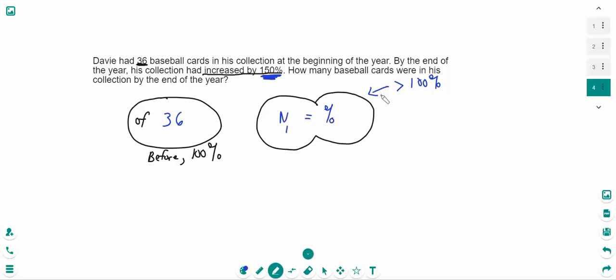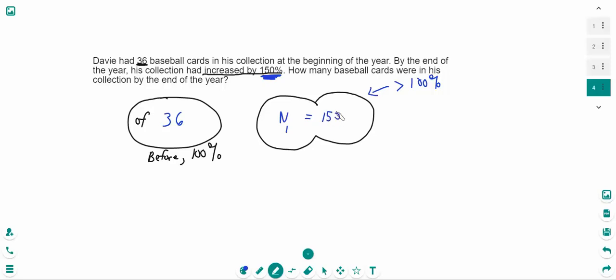Okay, now once again, watch out for this percent. Think about what the problem's saying. It's saying by the end of the year, his collection had increased by 150%. That means it started at something and then it went up 150%. And of course, it started at 100%. Okay? That's always where you start. You always start with 100%. And then it went up an additional 150%. So once again, don't just replace this percentage with 150.